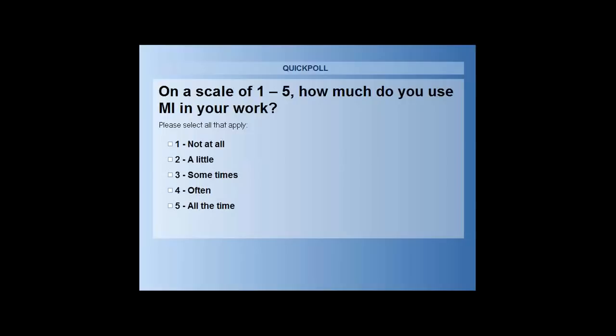Okay, I have a 4 somebody typed in, so they're using MI often in their work. Okay. Any other responses from other people in the room? And again, if it's not at all, just shout out a 1. Got a 3, so sometimes. Excellent.